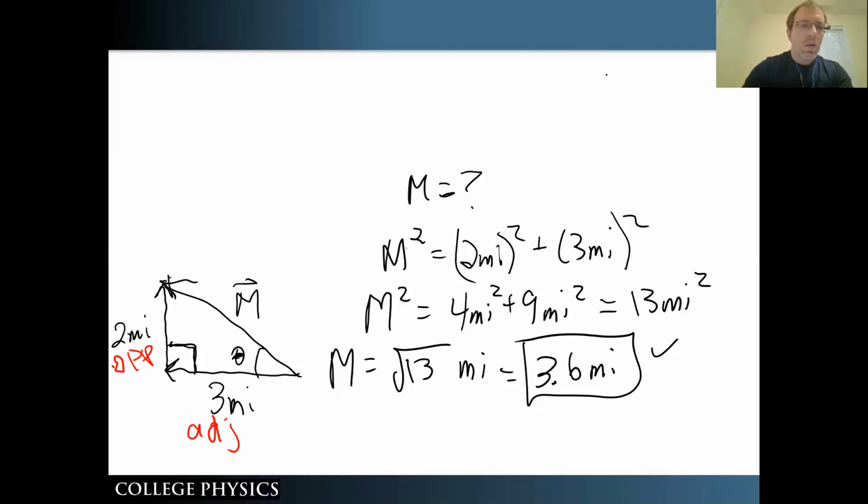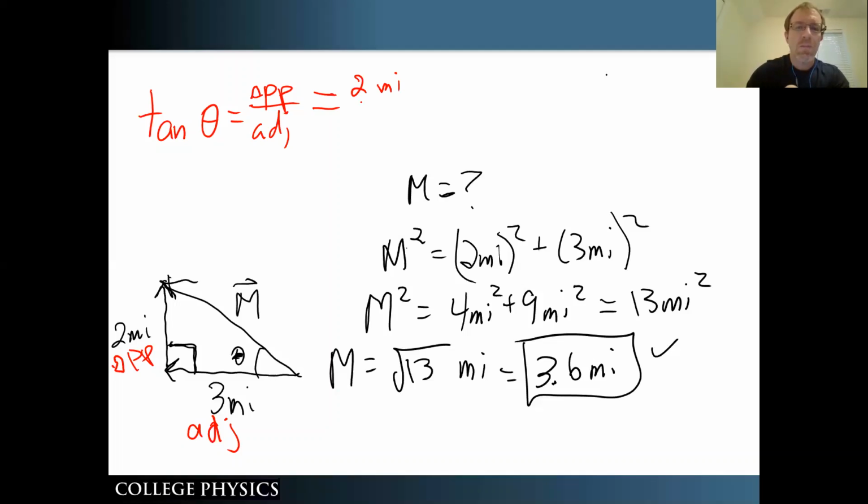Okay. So thinking about my SOHCAHTOA, it seems like tangent would be the trigonometric function that I want to use. SOHCAHTOA, tangent of theta is opposite over adjacent. Well, let's see. If I plug in here, that'd be 2 miles over 3 miles. It's 2/3. So I've got tangent of theta is equal to 2/3.